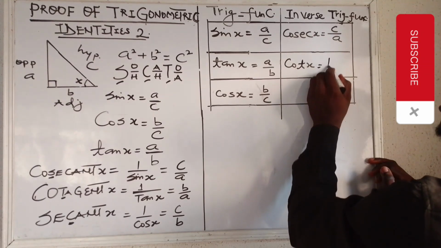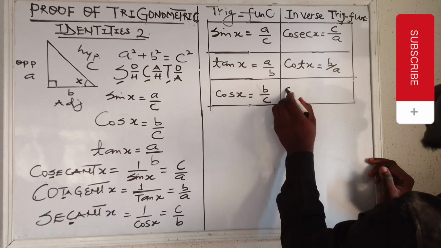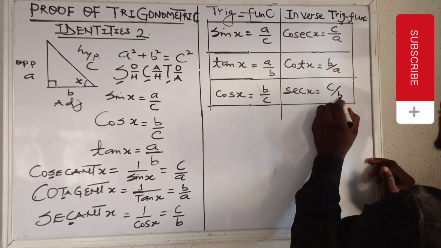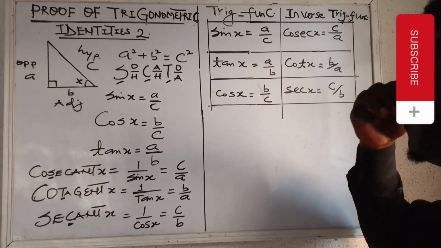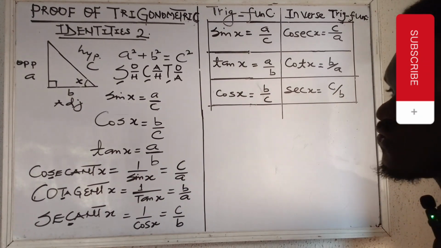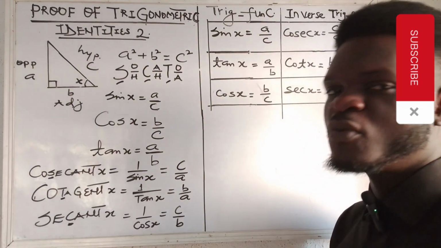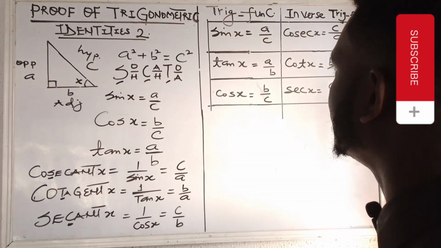Will be equals to B over A. And for the last, that is secant x will be equals to what? C over B. Okay, without wasting much time, there are other things that can also be divided, because when you are going deep into calculus, you'll be seeing some stuff like cotangent x divided by sec x. What will it give you? You get stuff like that. So let's quickly see what we can do about all of that.